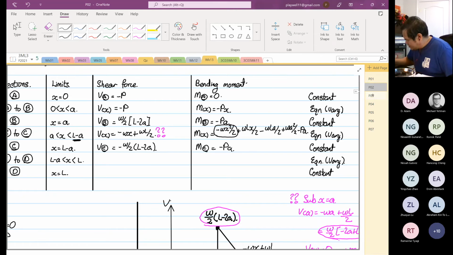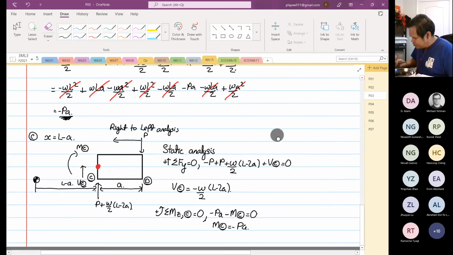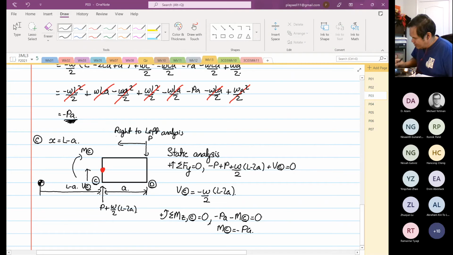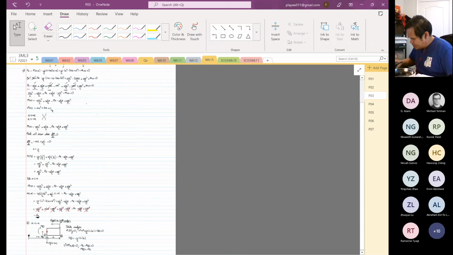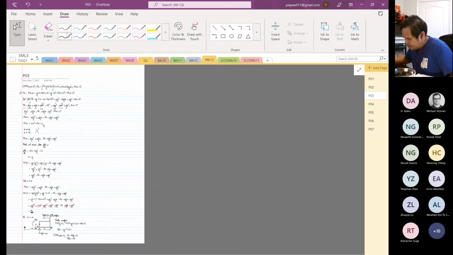So you can see why I make you guys learn right to left analysis. It's so much easier, less factor to consider. Less factor means less mistake. Okay, and then I'm going to use the same page. We're going to do the last section.